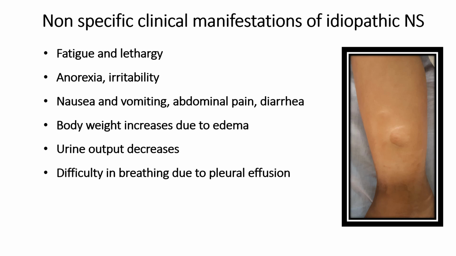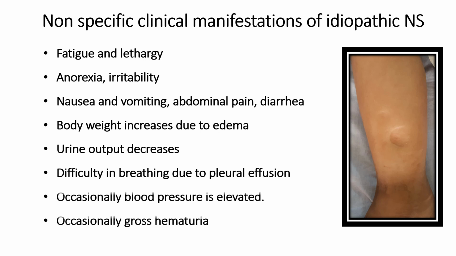Due to the pleural effusion, the child can have difficulty in breathing, and occasionally hypertension and gross hematuria can be there, but hypertension and hematuria are very rarely seen in minimal change disease. If present, then you have to rule out non-minimal change nephrotic syndrome, or it can be due to some secondary causes.